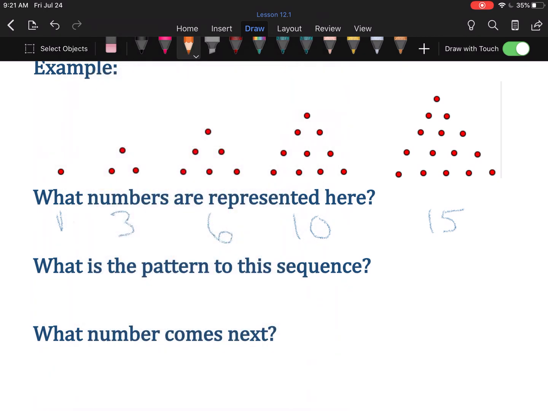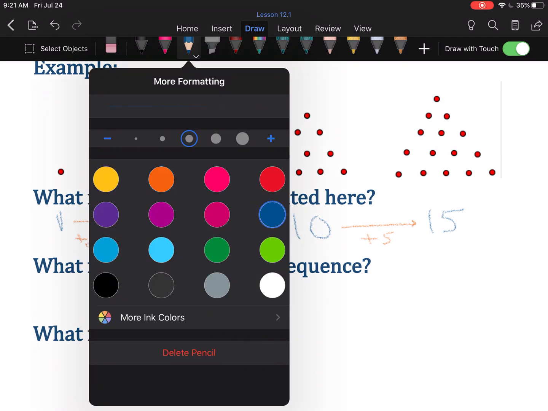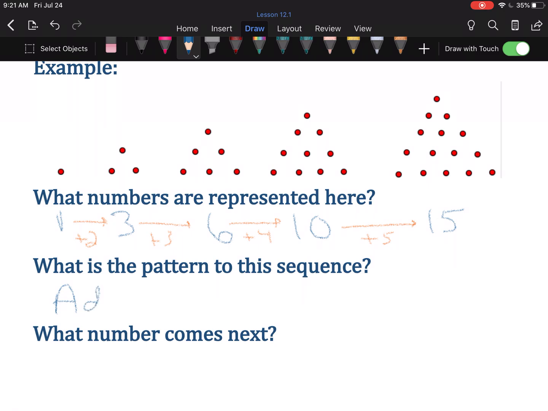Well, let's see. To get from 1 to 3, I'm adding 2. From 3 to 6, I'm adding 3. From 6 to 10, I'm adding 4. From 10 to 15, I'm adding 5. So what's the pattern? I am adding consecutive, that means in order, natural, remember that's the numbers we count with, numbers. We're adding consecutive natural numbers. That means we're adding 2, then 3, then 4, then 5.